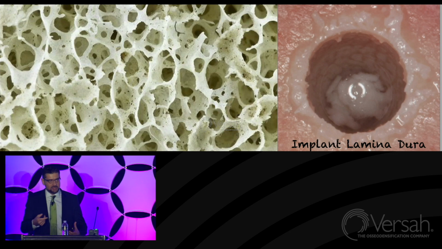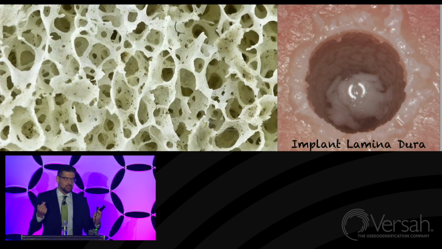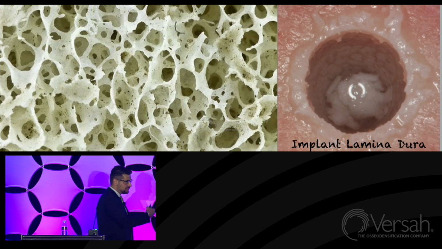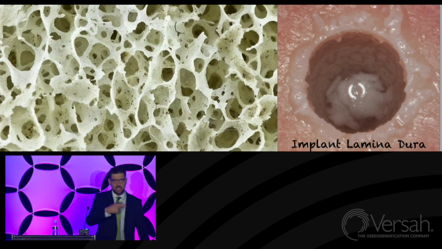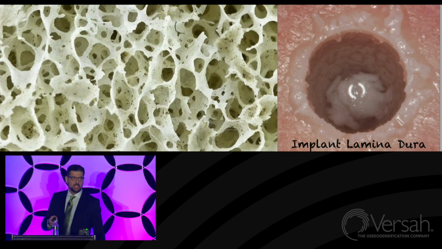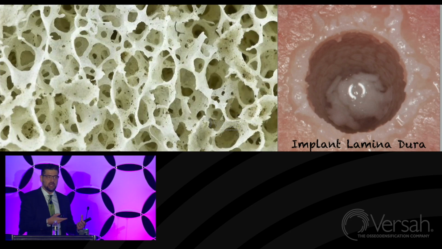What is around all these teeth? Lamina dura, bone that is adapted to remodeling. But if you don't recreate this, nature won't recreate it for you. So what is being created here is an implant lamina dura.